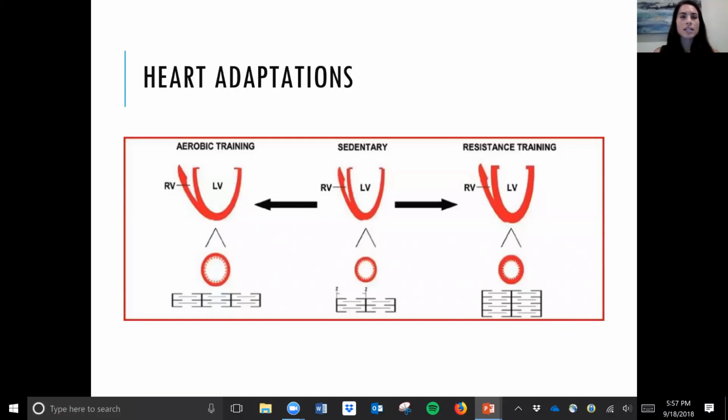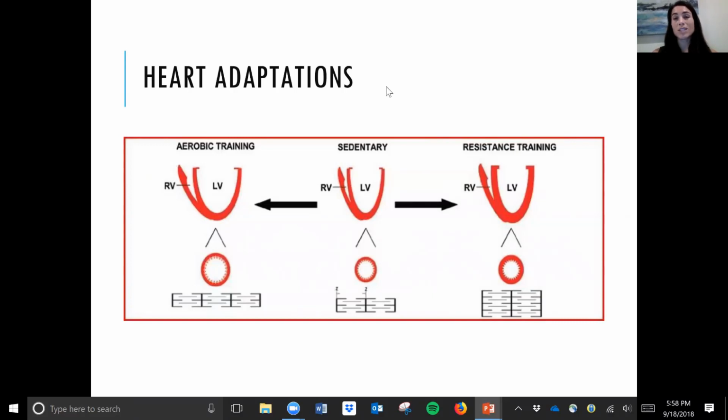So now let's look at a nice drawing for heart adaptations. In the middle, you can see a heart of someone who is sedentary. RV is right ventricle and LV is left ventricle. Right below that is this circle, and you can see the thickness of the myocardial space. Someone who's sedentary has a less thick as well as smaller myocardium in the ventricles compared to someone who has aerobic training. You can see this left ventricle has expanded, as has the right ventricle.